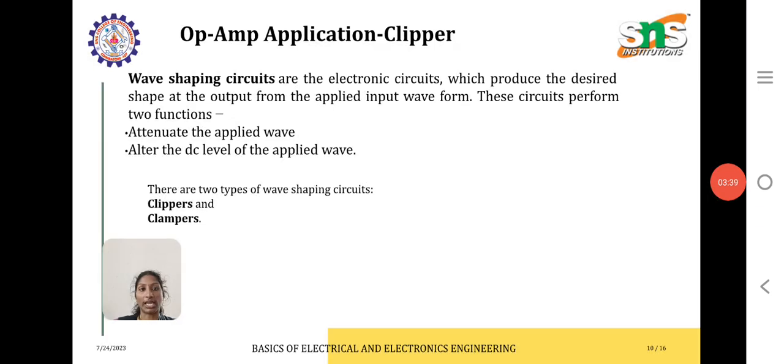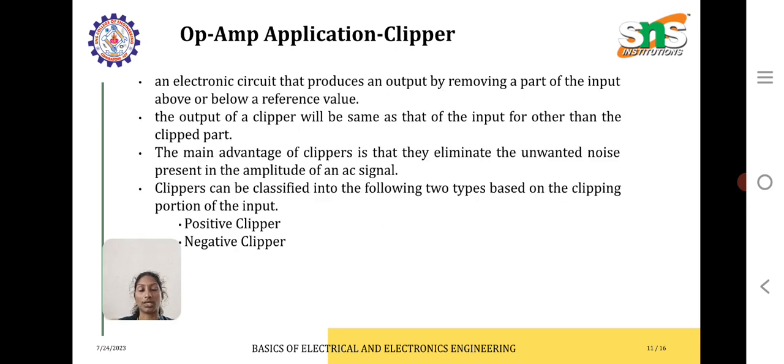We have two types of shaping circuits, clippers and clampers. We call these wave shaping circuits, so the input waveform can be shaped as the required output. These circuits perform two functions: attenuate the applied value and alter the DC level of the applied wave. In the clipper, again we have two types, positive clipper and negative clipper.